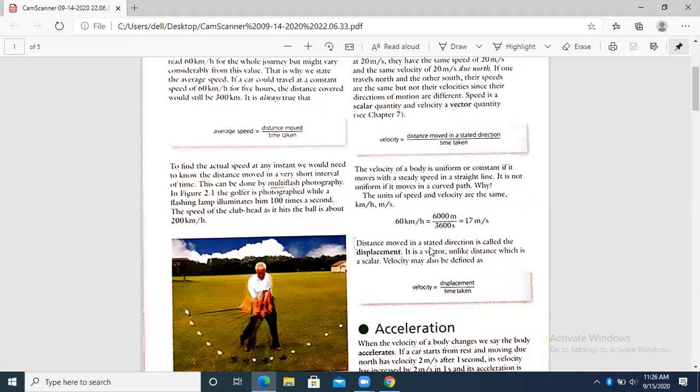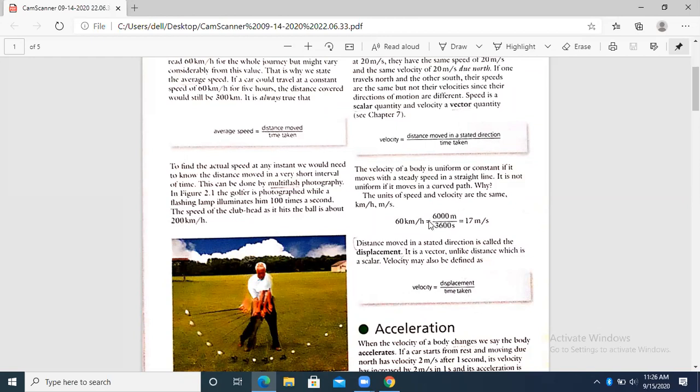Distance moved in a stated direction is called displacement. We already discussed displacement. It is a vector quantity. Velocity may also be defined as displacement divided by time taken. So speed and velocity, approximately the units and everything are the same, the only difference is the direction. Okay, you got the idea? Got it? Yes. Okay, then next.